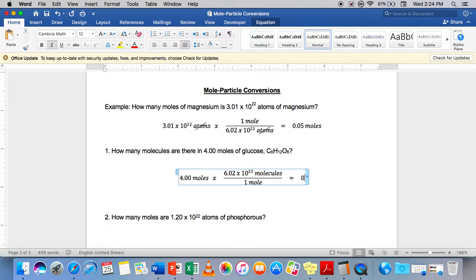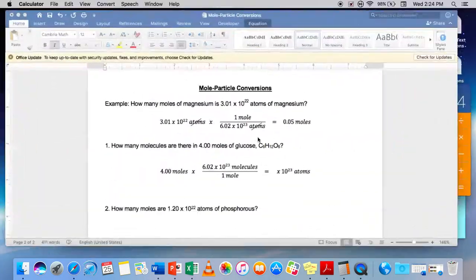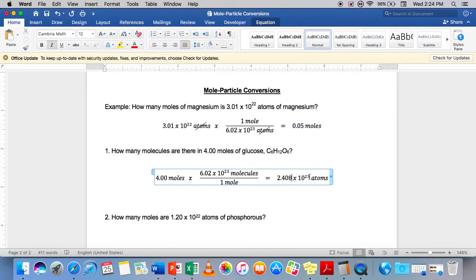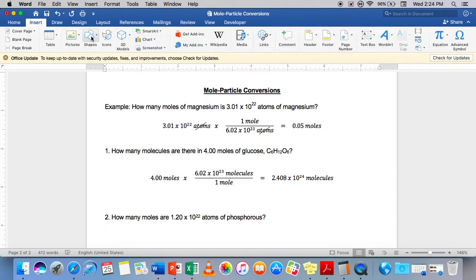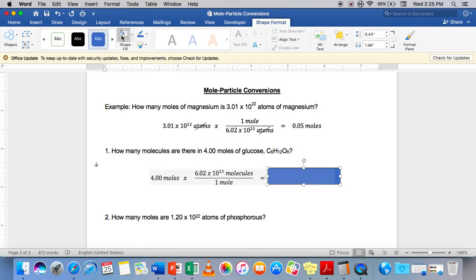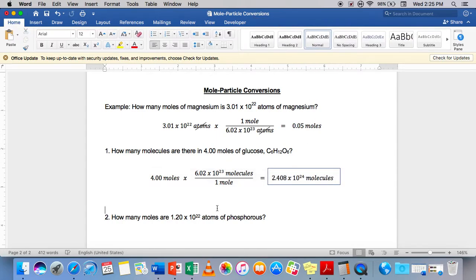Okay, so I'm going to just hit paste so I can get this answer back. And if I check my calculator, 2.408 times 10 to the 24th molecules. And of course, I'm going to insert my box so you can clearly see what the answer is. Okay, 2.408 times 10 to the 24th molecules.